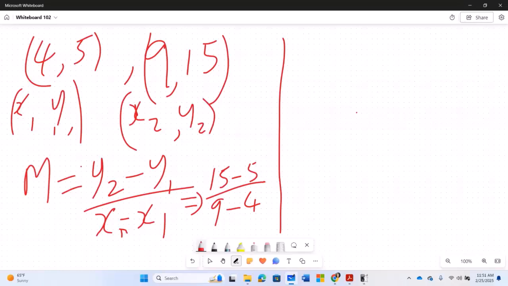15 minus 5 is 10. 9 minus 4 is 5. 10 divided by 5 is 2. So the slope is 2. So we found the slope. Now we need to find the equation.